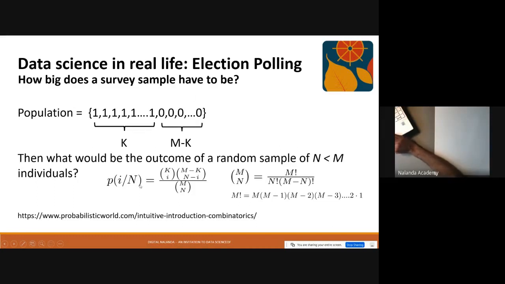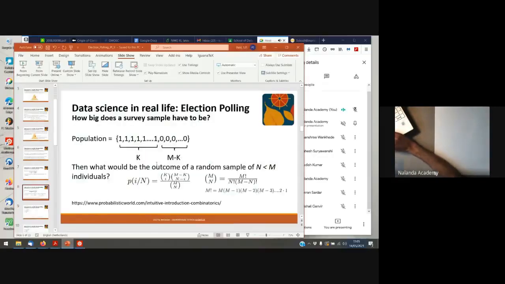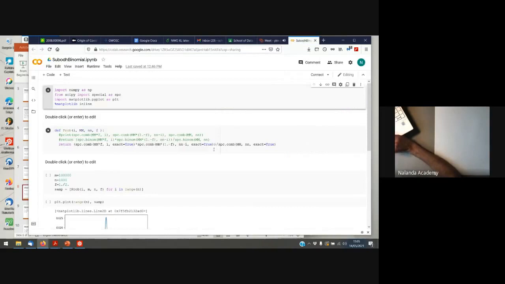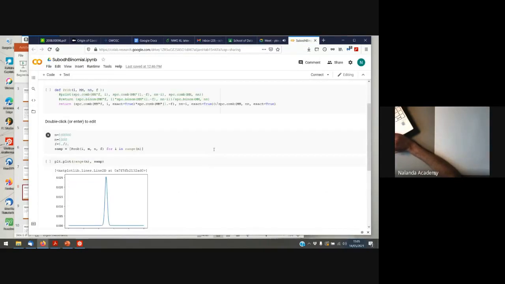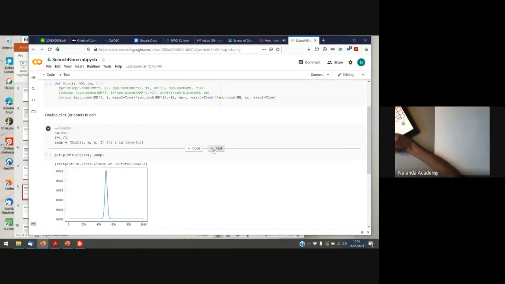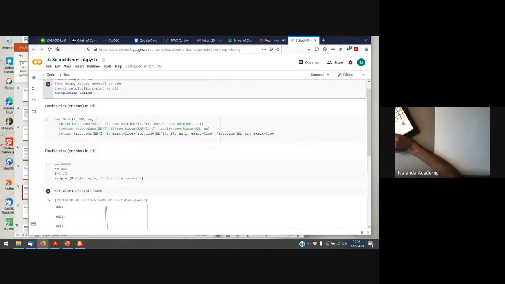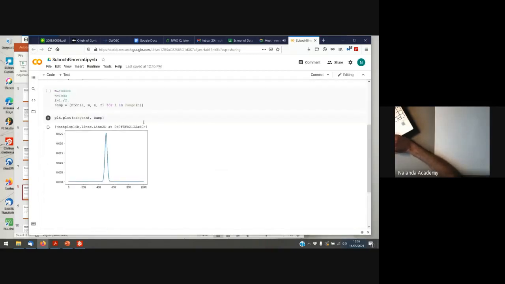and that's this number. So what we've done is we've set up a Google Colaboratory notebook, and I will send a link to it so you can play around with it.